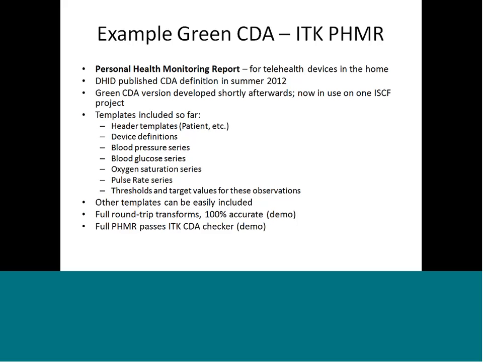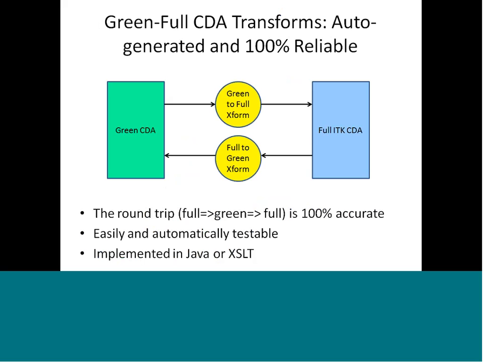And the point about these is, as we're generating the Green CDAs, we generate the transforms and full round trip tests, and so on and so forth. So there are two things I'm going to show you in the next couple of minutes. Firstly, that the full round trip is accurate, and secondly, that the full CDA you get out of the transforms passes the ITK checker. So if I just go on to the next slide briefly, this is the situation we've got. We've got a Green CDA on the left and two transforms, green to full and full to green, in the middle, which are automatically generated.